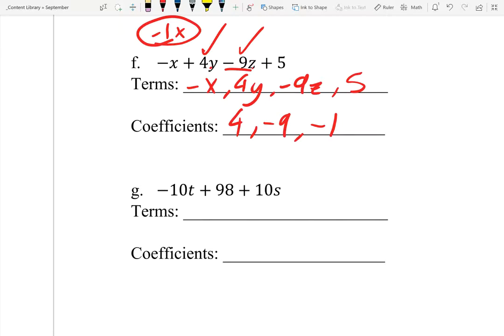And just FYI, if it ever is a positive x, if it's just like x plus 4y, etc., if it's just a positive x, its coefficient is just plain old positive 1. So there's still a coefficient even if you don't see it. If you don't see it, it just means it's 1. If it's negative and you don't see it, then it's negative 1. Okay, but it's still 1. So just be aware of that.